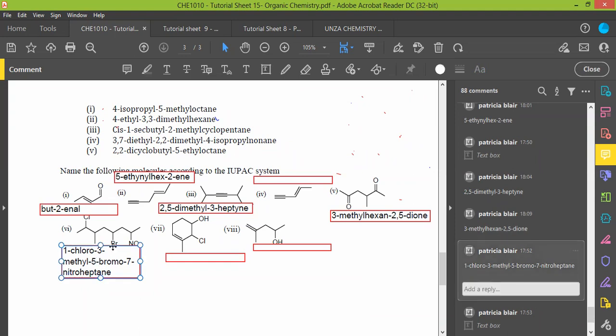Okay, so I come to question 6. Again, I have 3 different substituents: a chlorine, a bromine, and a nitrile.